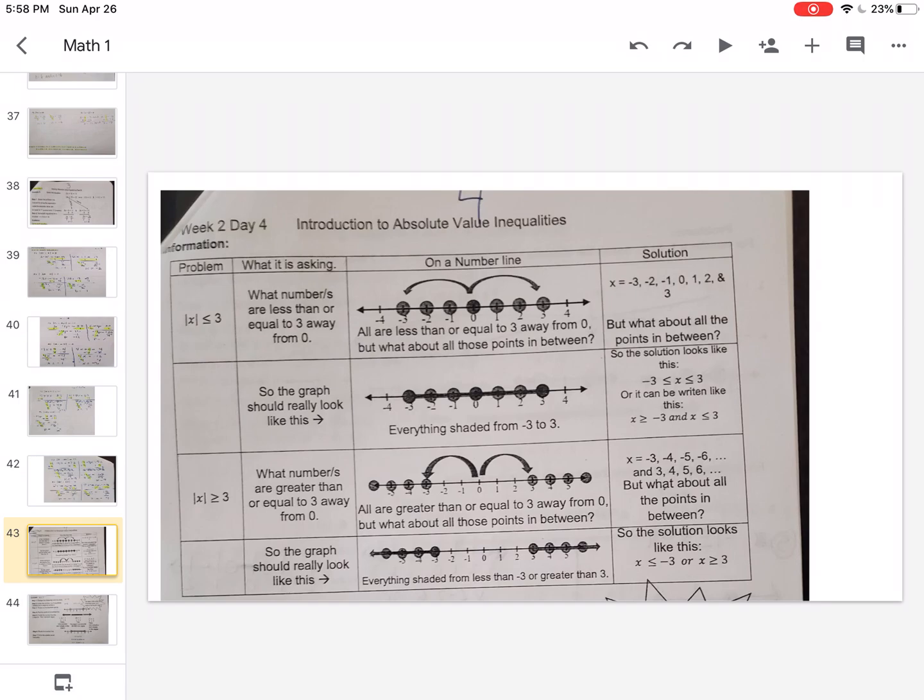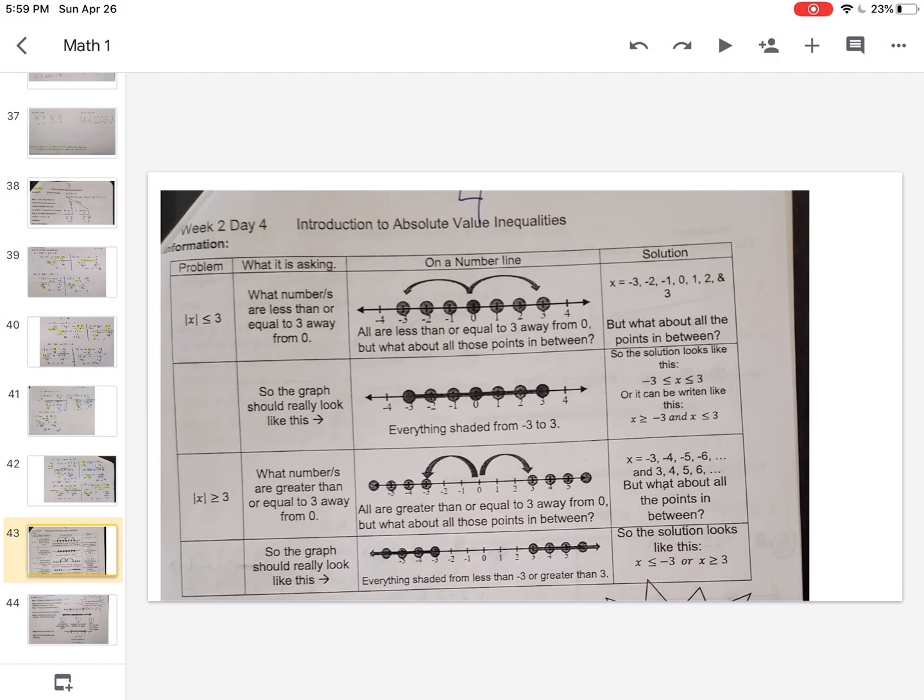So the graph should really look like this, the second box, okay? Everything's shaded from -3 to 3. The solution looks like -3 is less than or equal to x. X is less than or equal to 3. Or it can be written like the other way, where you separate it out.